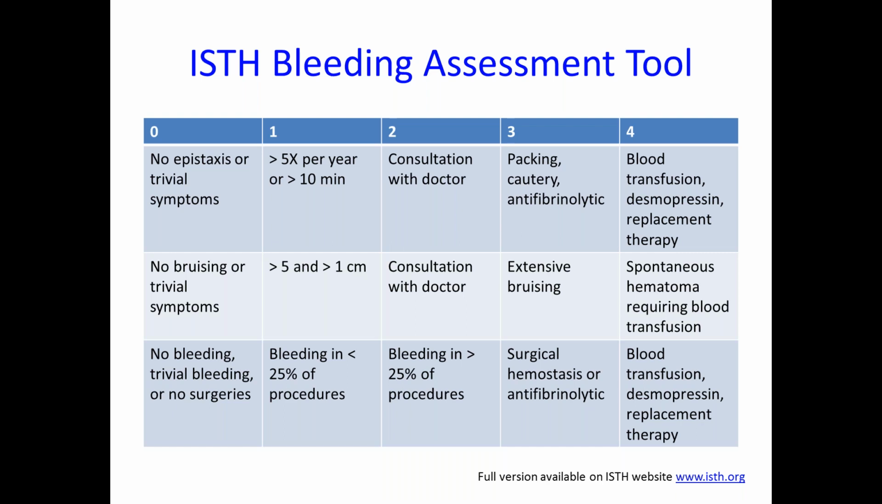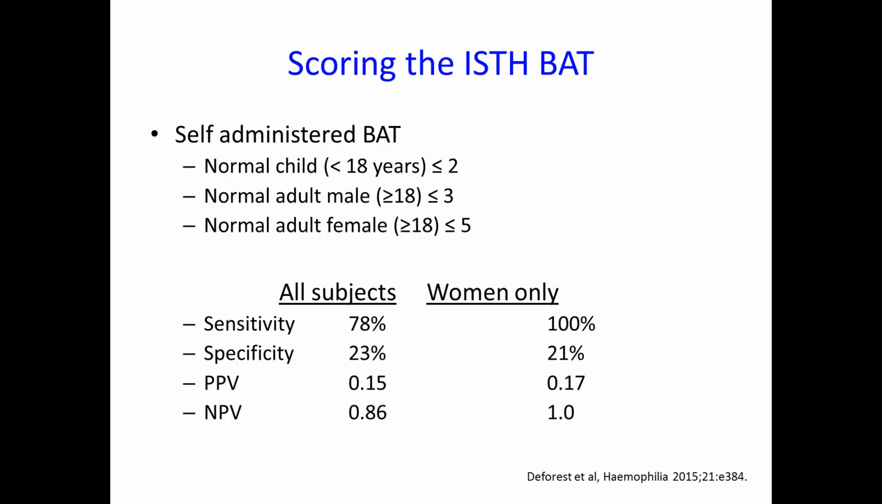So basically, for each symptom, the more severe it is, the higher the score. A score of 0 means a person has no bleeding whatsoever. There's also a self-administered bleeding assessment tool, and these are scored as a normal child, a normal adult male, or a normal adult female. So in children, which the studies have defined as children less than 18, a score of less than or equal to 2 is considered normal. For adult males, a score of less than or equal to 3 is considered normal. And for adult females, a score of less than or equal to 5 is considered normal.